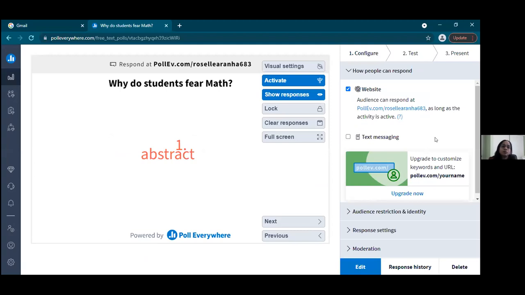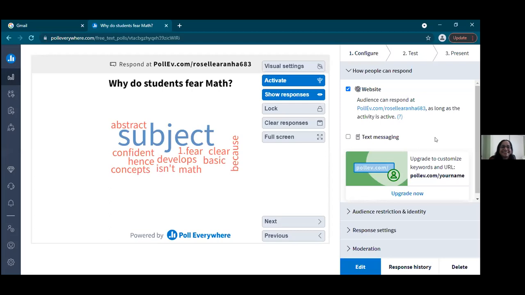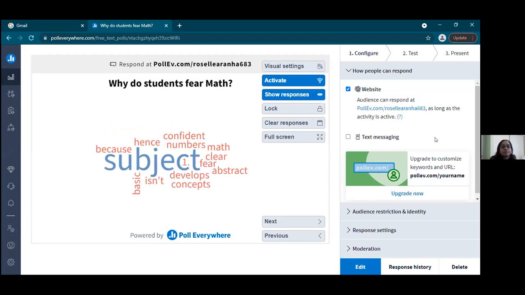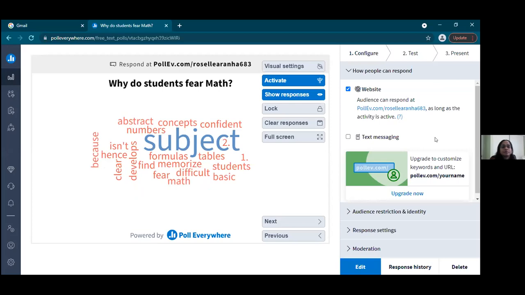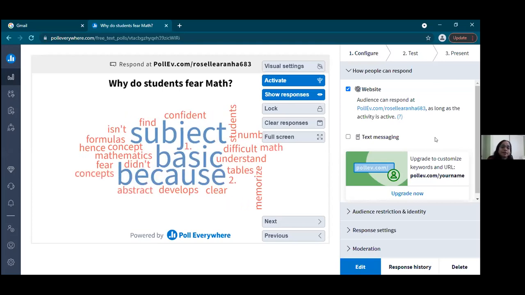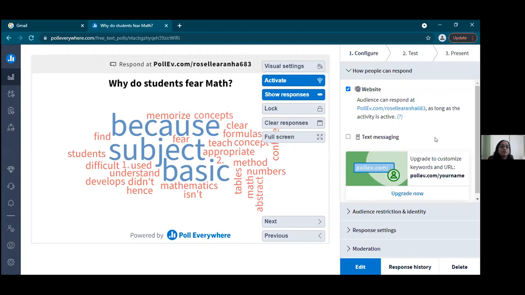Okay, I got one response. So students fear math because it's abstract. Can you see the word cloud forming? What I'm gathering is that they fear the subject by itself so far. Okay, so what you're saying over here is that it's difficult to understand math. There's a lot of memorization involved. Maybe sometimes the appropriate methods are not used. It's confusing, it's abstract, all these things.